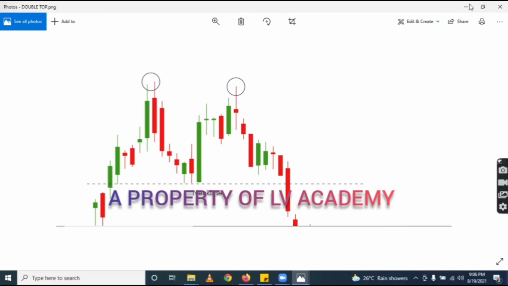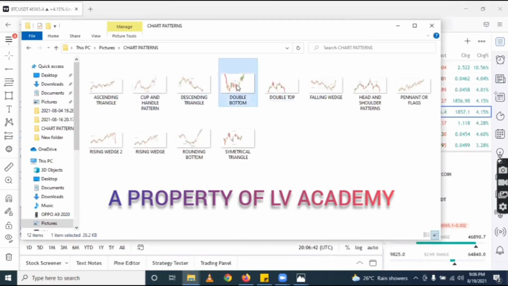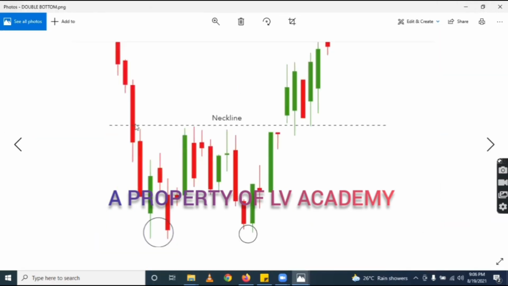Then the next one is the double bottom. So this is the double bottom. Look at how it's the opposite of the double top. Now you have this at the bottom. The double bottom chart pattern basically indicates a period of selling, causing the crypto's price to drop below a level of support. It will then rise to a level of resistance before dropping again. Finally, the trend will reverse and begin an upward motion as the market becomes more bullish.